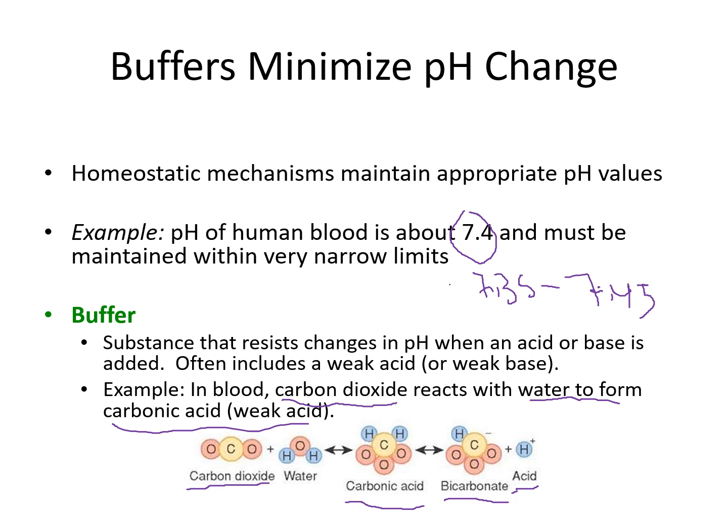And if that seems a little esoteric, don't get too bogged down on it, I promise. Just know that a buffer is going to be something that resists changes in pH when an acid or a base is added, right? And it often includes a weak acid or a weak base. In that case, this would be carbonic acid, which is a weak acid.